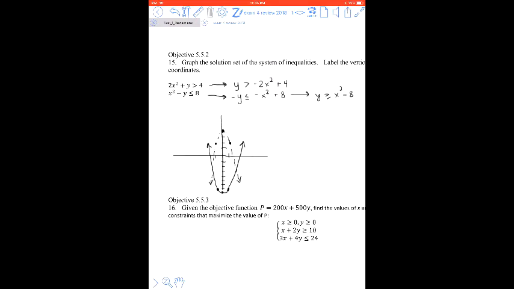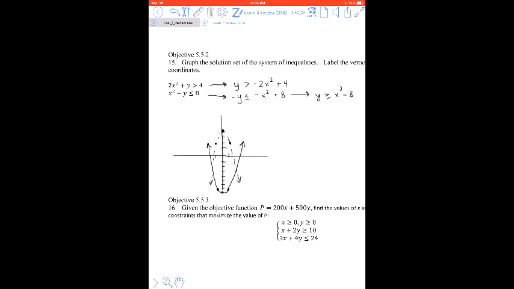And I need to choose a test point for that one to figure out where to shade. I'm going to use the same test point. So I would end up with the statement 0 is greater than or equal to negative 8, which is true. So what I need to do is shade on the part where the test point is, right there. So that's inside that parabola.